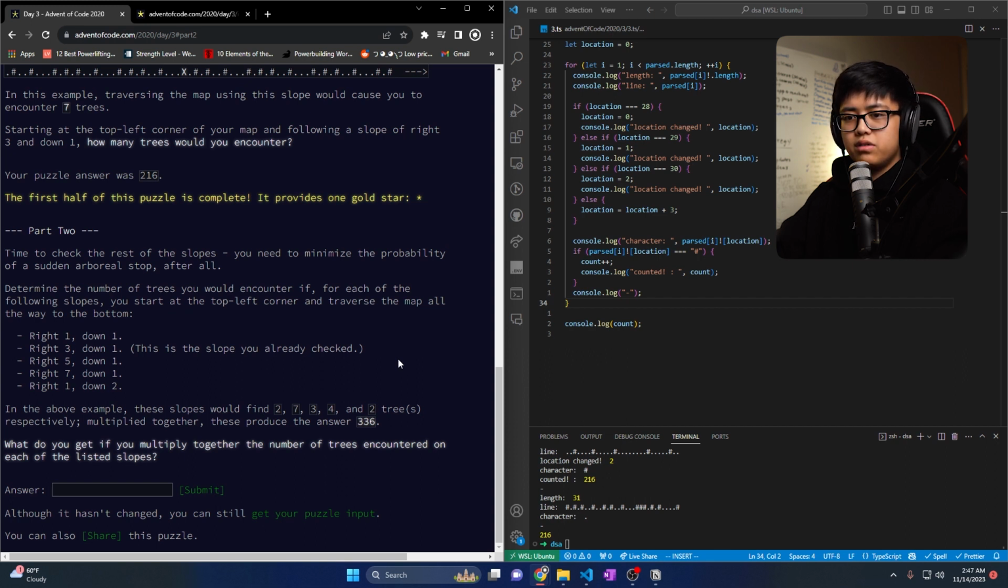Right 1, down 2. In the above example, these slopes you'd find 2, 7, 3, 4, and 2 trees respectively, multiplied together. These produce the answer 336. What do you get if you multiply together the number of trees encountered on each of the listed slopes? Oh, I get it. This is hard. Okay, since I solved the previous problem greedily, my solution is not going to work. I'm going to have to do something. I have to traverse this differently.